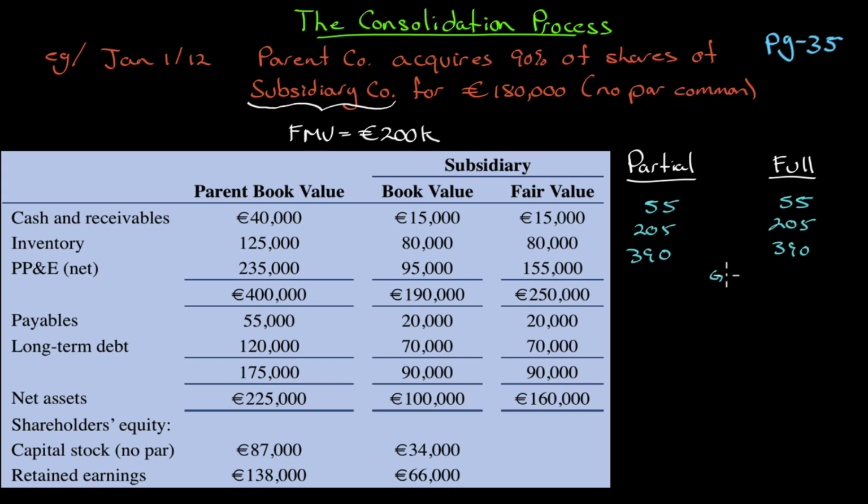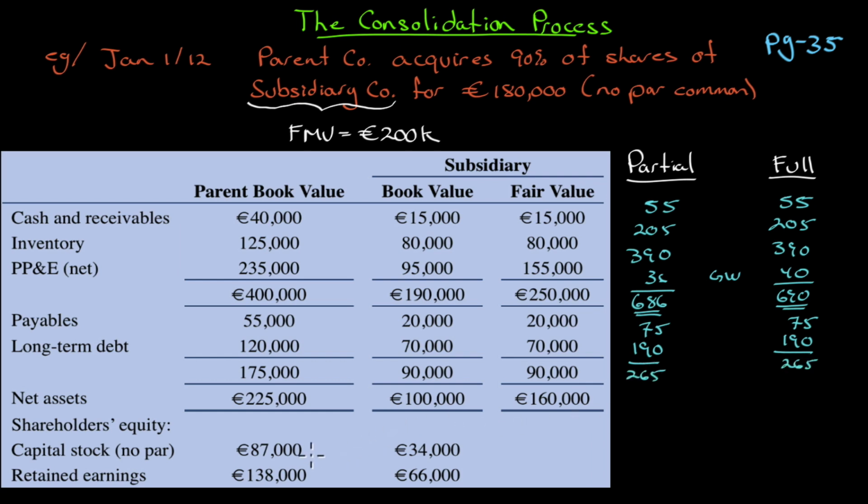Now we add our goodwill amount in here. That's 36. Here it is 40. There we go. So this will give us 686. And this will give us 690. Let's do our liabilities now. 55 and 20 gives us 75 for both. 120 and 70 give us 190 for both. So that gives us 265 for liabilities on both sides.